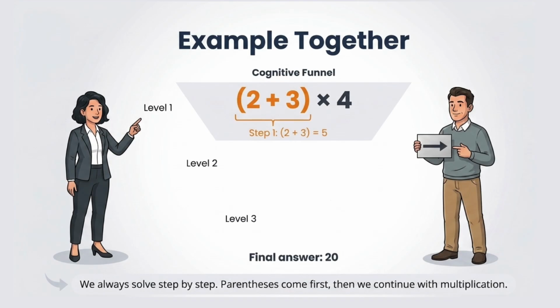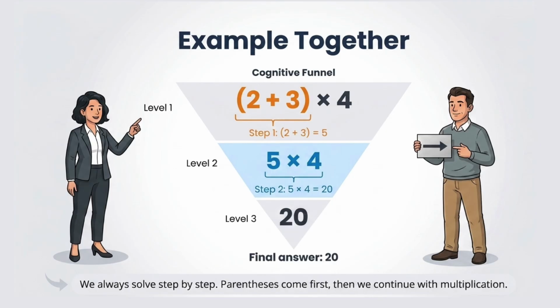It really helps to picture this process like a giant funnel. Look at how the problem just naturally gets simpler as we move down. At the top of the funnel, level 1, we have our full equation, parentheses, 2 plus 3, close parentheses, times 4. But because of our golden rule, we solve that specific grouped section first. 2 plus 3 becomes 5. Now we drop down to level 2, and the equation is way simpler, 5 times 4. And boom, we drop down to level 3 at the very bottom, arriving at our final answer, 20. We're just solving step by step, keeping the whole shebang nicely organized.